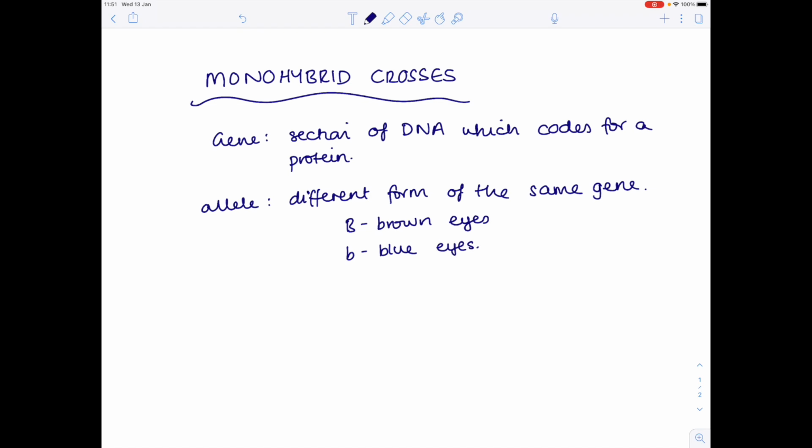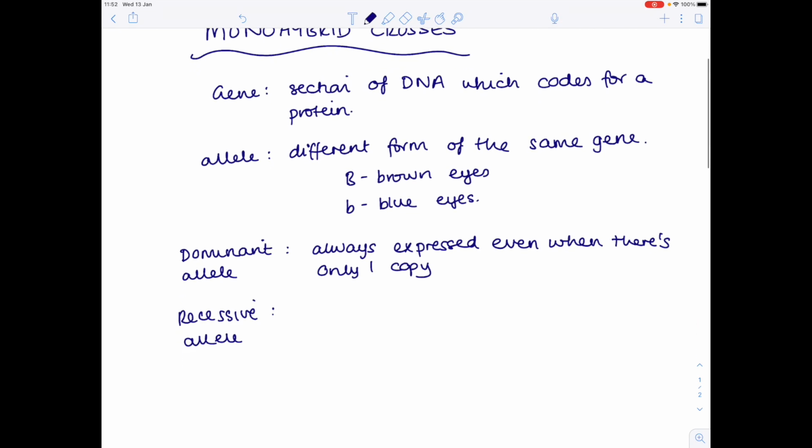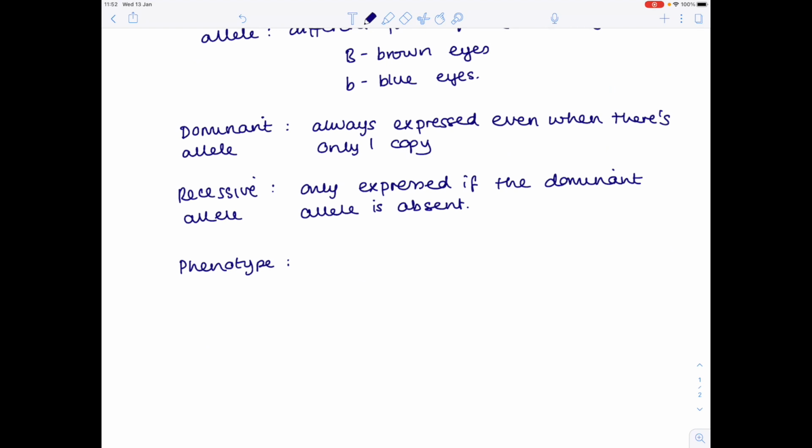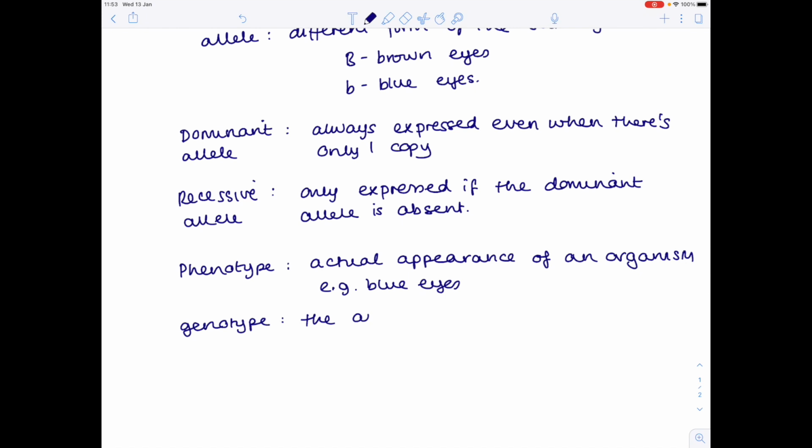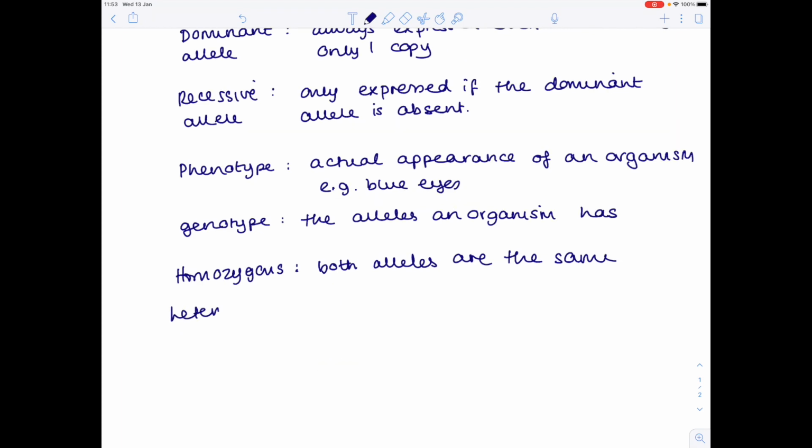Remember, some alleles are dominant, and that means that the allele is expressed even when there's only one copy of the particular allele. Now looking at a recessive allele, this is only expressed if the dominant allele is absent. The phenotype is the actual appearance of an organism, e.g. having blue eyes. The genotype is the alleles an organism has. A homozygous individual is the same as a pure breeding individual, which means that both alleles are the same. A heterozygous individual has two different alleles.